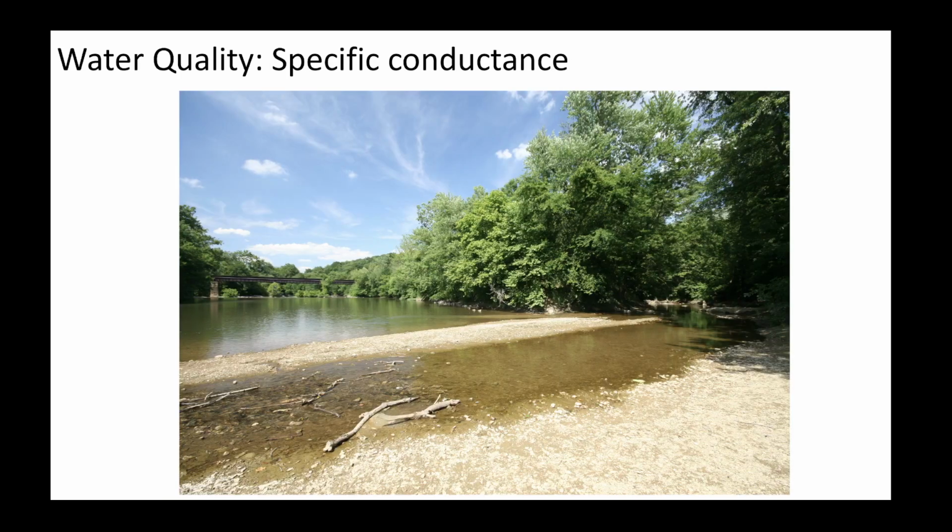This slide has a picture of the Monocacy River. Specific conductance measures water's ability to conduct electricity, which also indicates the salinity of stream water. Aquatic animals can be sensitive to specific conductance. Specific conductance outside of the optimal range can be indicative of pollution, excessive human disturbance, and decreased habitat quality.